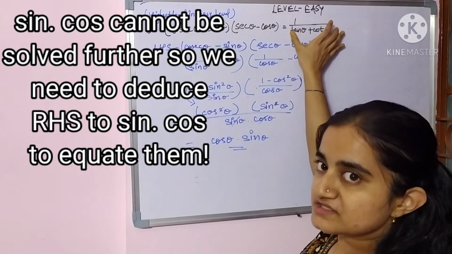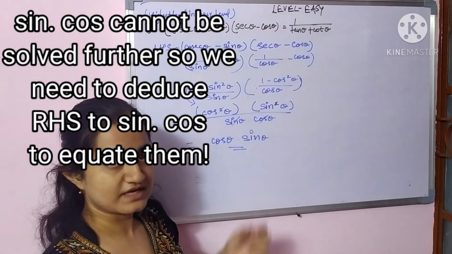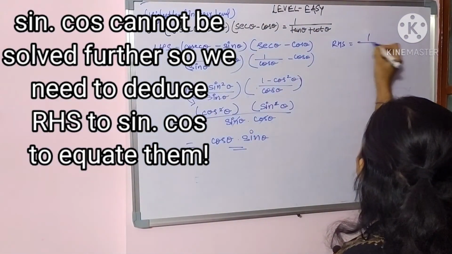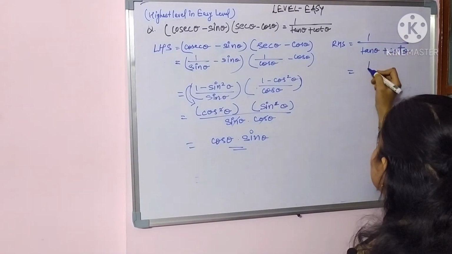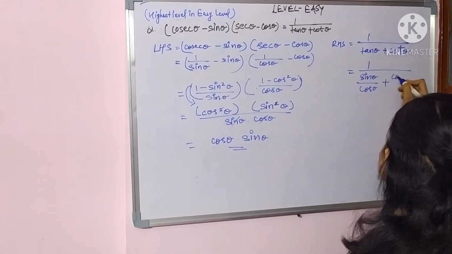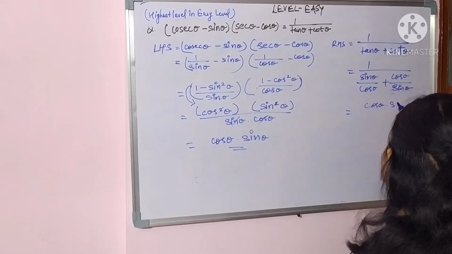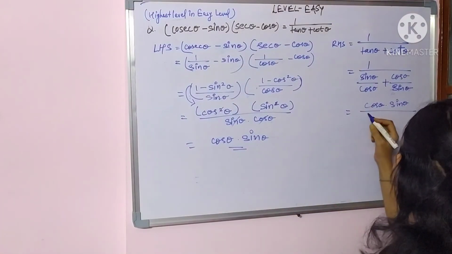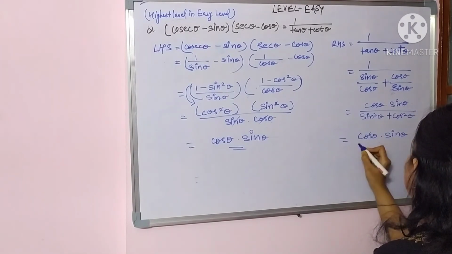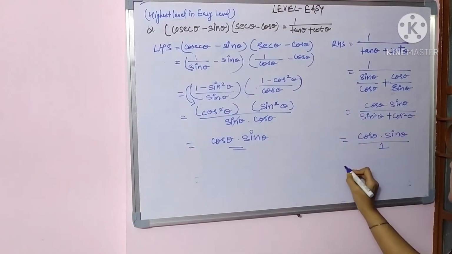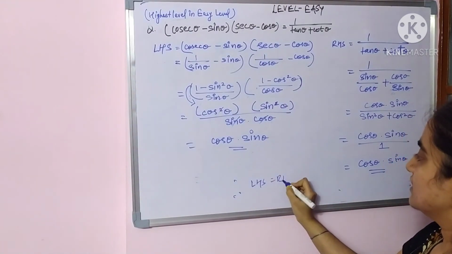So what we will do, we will take the RHS part and convert it into this part. Now we have to take this, and our aim is to reach cos and sin. It's very easy. How will we do it? Tan is sin theta upon cos theta, and we solve it by reciprocal and all. Cos square theta. So we got cos theta into sin theta, and this one is the identity, so here it will be 1. So our answer will be cos theta into sin theta. Both are the same, therefore LHS equals RHS.